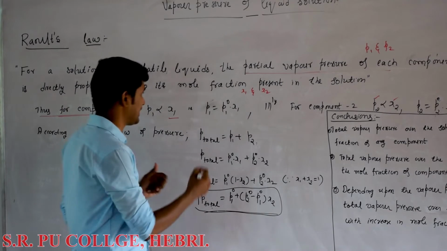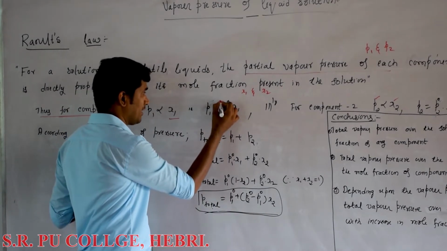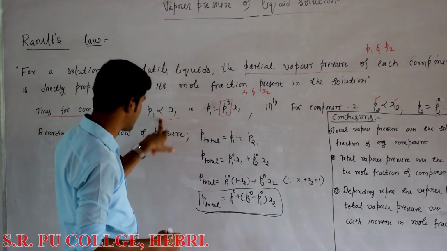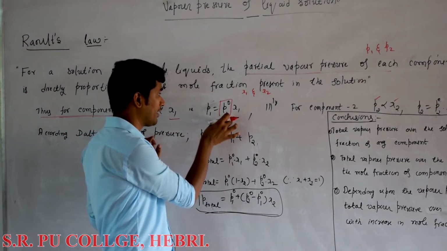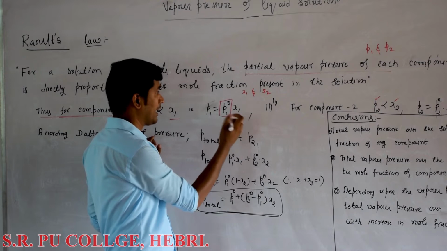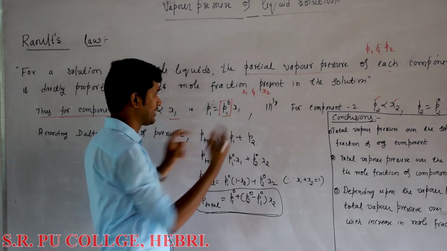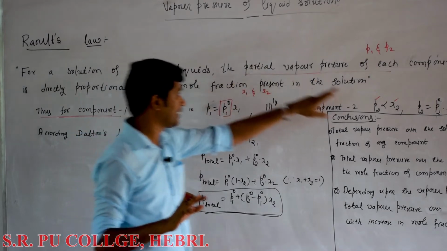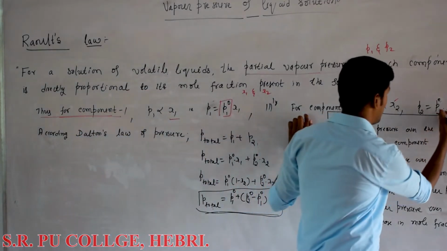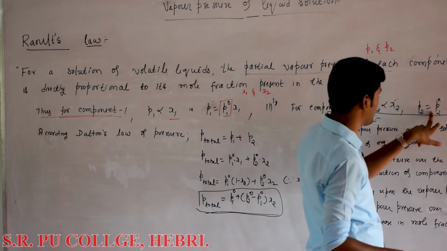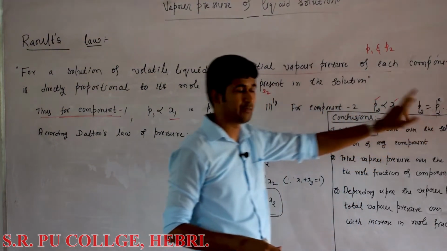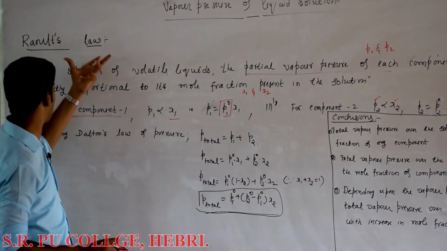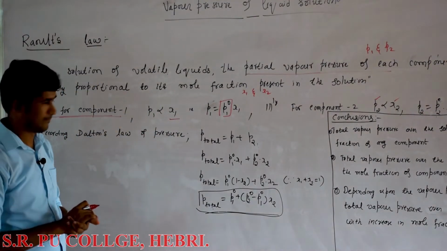Now here we can write this using the partial pressure of the pure component, as P1 is equal to P1 naught into x1. P1 naught means what? You know that: the partial pressure of pure component 1. Here P2 is equal to P2 naught into x2, where P2 naught is the partial pressure of pure component 2. So this is how you write Raoult's law mathematically.